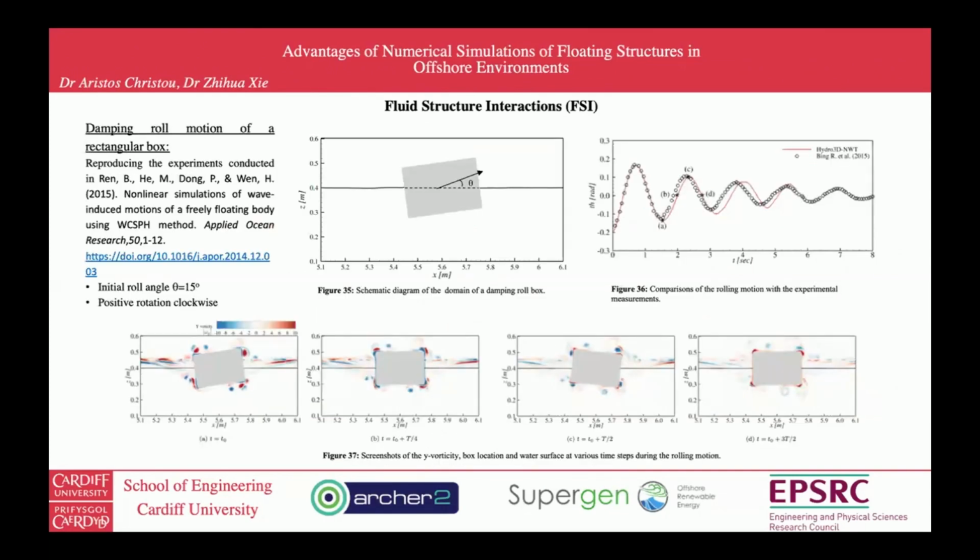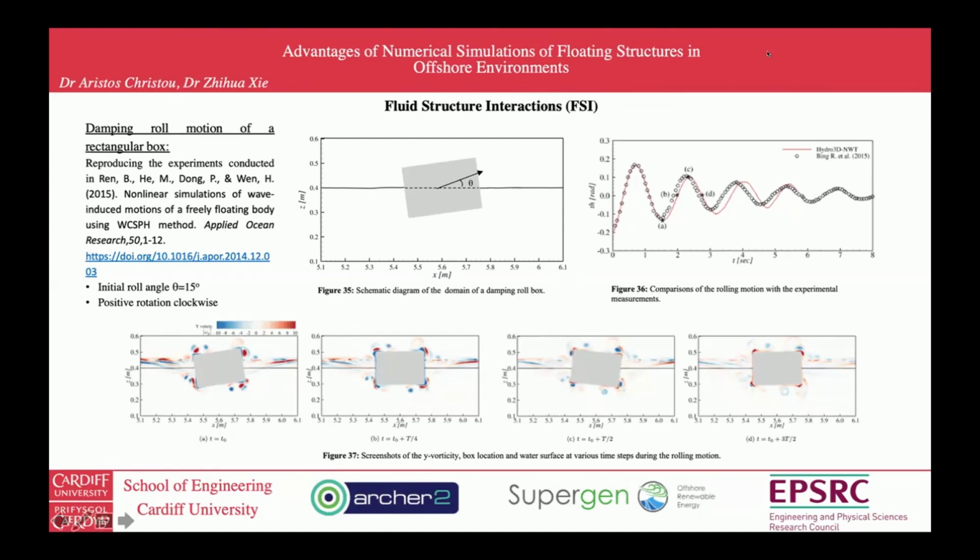And then recently, we included the rolling motion of the structure. We want to do a 6 degrees of freedom numerical wave tank. In this case, we have the damping roll motion of a rectangular box, where in still water level, we give an initial angle, in this case 15 degrees, and then we let it rotate. And we have the rolling damping motion of the rectangular box.